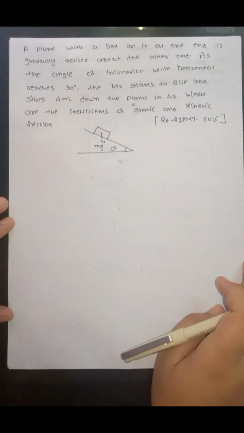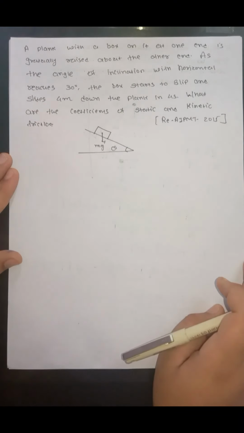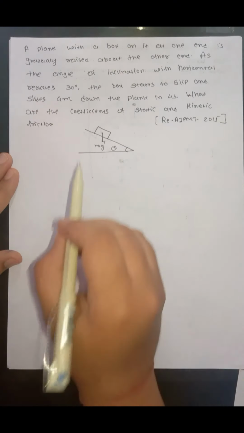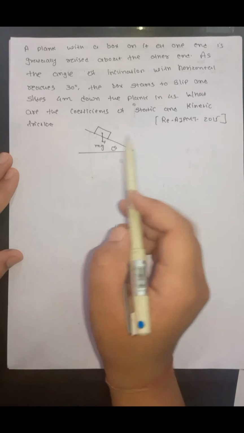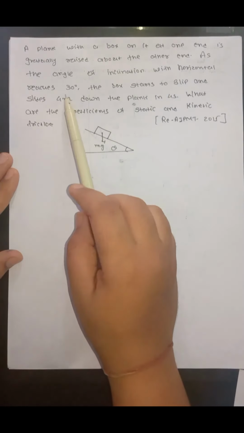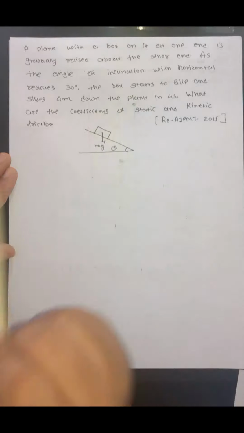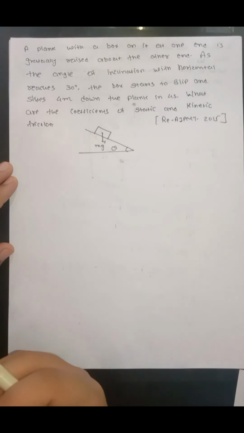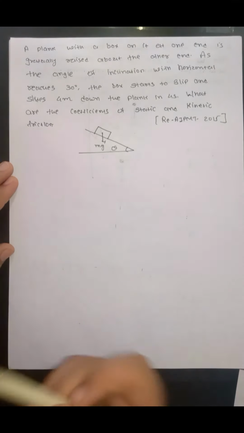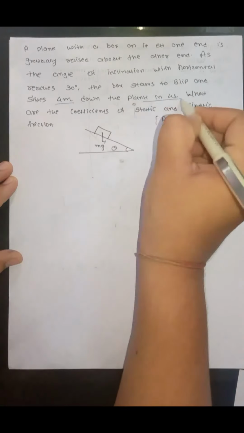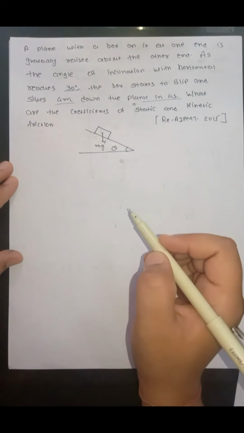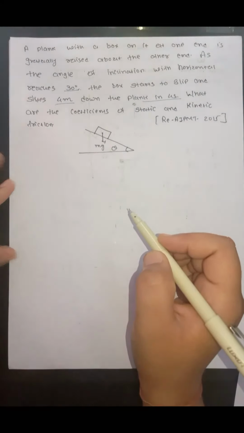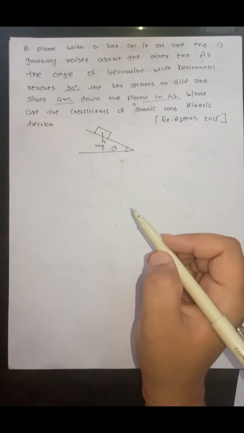Now in this question, a plank with a box on it at one end is gradually raised about the corner or about the other end. As the angle of inclination with the horizontal reaches 30 degrees, the box starts to slip and slides 4 meters down the plank in 4 seconds. What are the coefficients of static and kinetic friction?